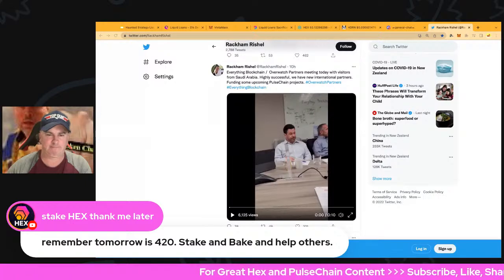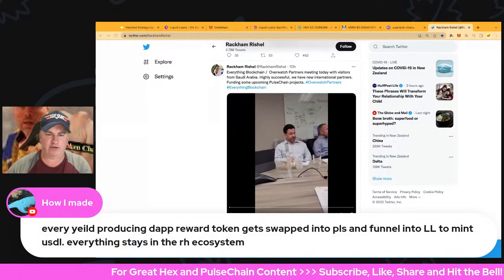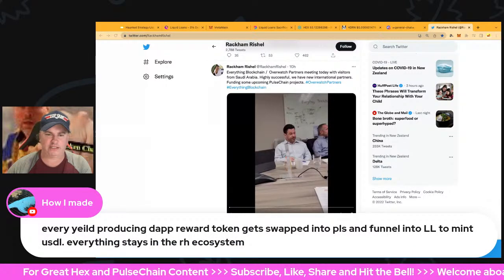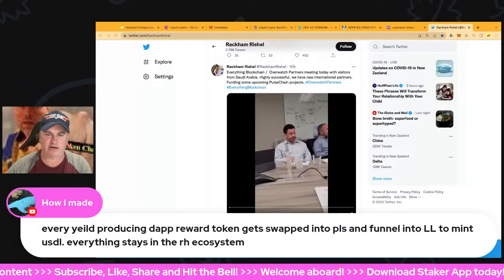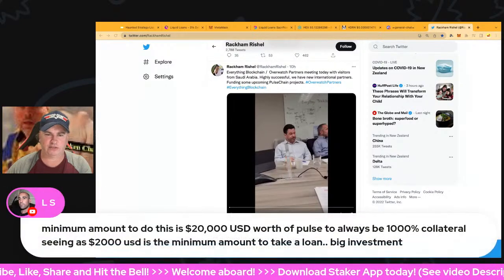Stake Hex says, how I made it: every yield producing DApp reward token gets swapped into Pulse and funnels into Liquid Loans to mint USDL. Everything stays in the RH ecosystem. That's so true.